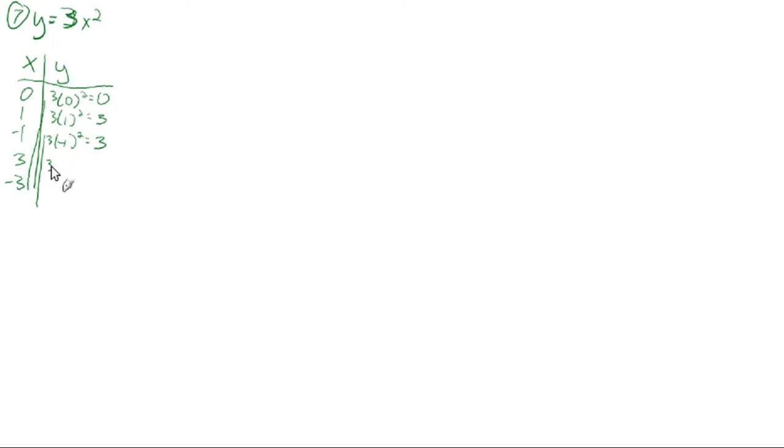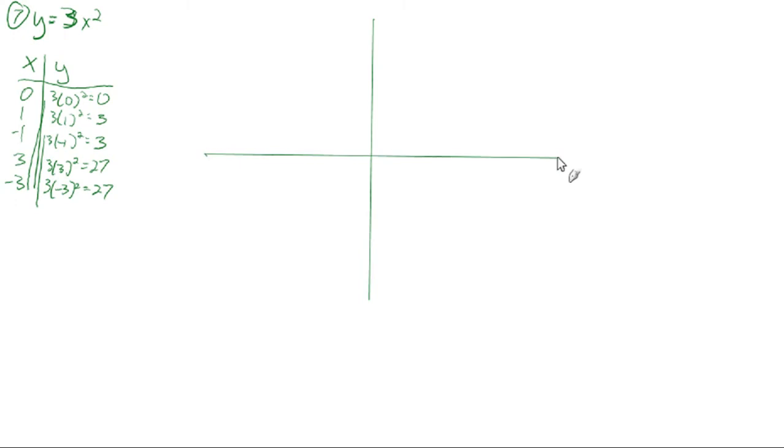Put in a 3. That's 3 times 3 squared. That's 3 times itself is 9 times 3 is 27. And 3 times -3 squared will also be 27. So we will graph this function.